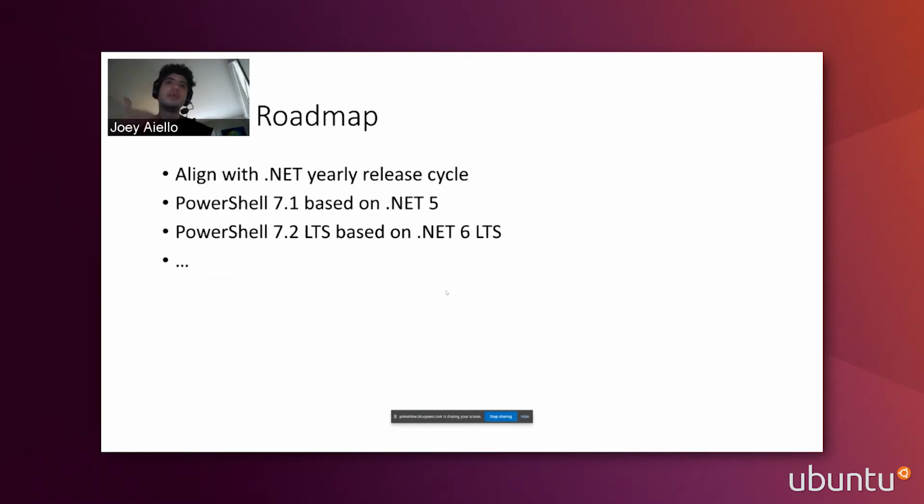So going forward, we'll continue, as I said, to align with .NET. PowerShell 7.1 will be based on .NET 5, which is coming out in winter, sometime around December. 7.2 LTS will be based on .NET 6's LTS, and we'll continue forward in that cadence.